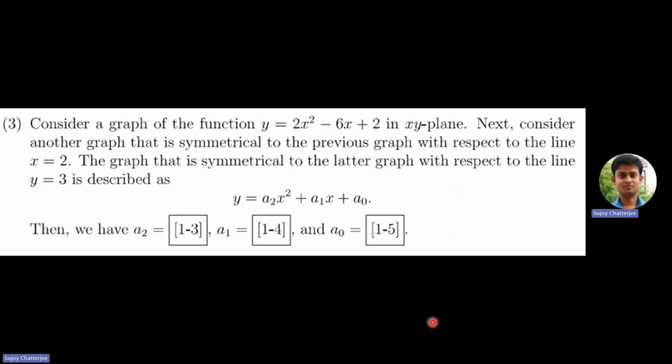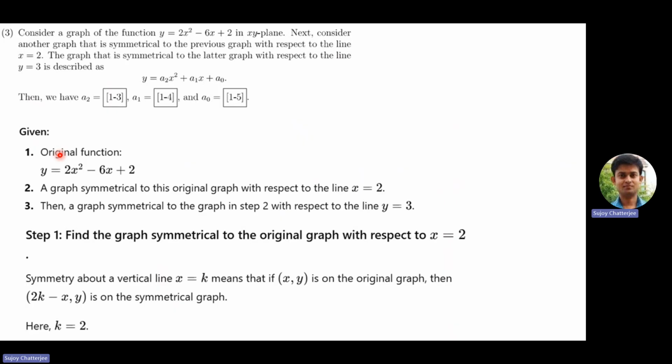But one thing you should be very careful about is that in the first criterion it's given that this graph should be symmetrical. Consider another graph that is symmetrical to the previous graph with respect to the line x equals 2. And then the graph is symmetrical to the latter graph with respect to the line y equals 3. So there are two conditions basically. So how to solve this one? Let's see now. So the original function.